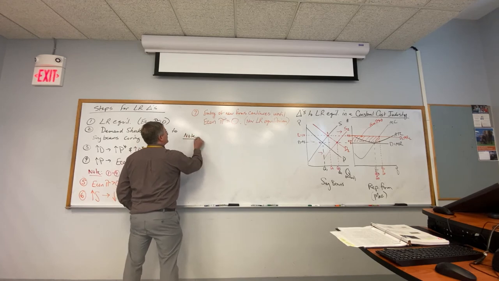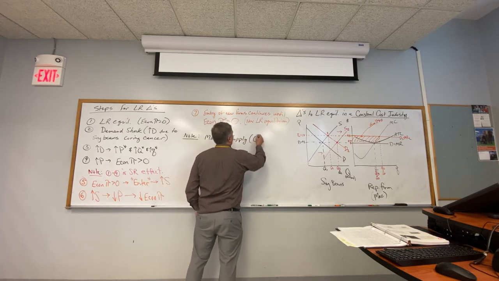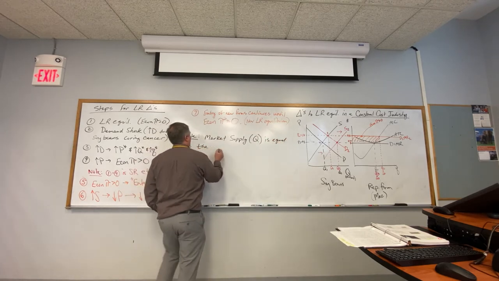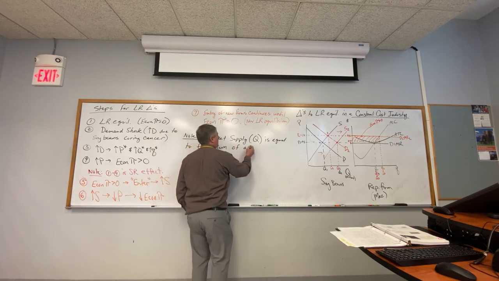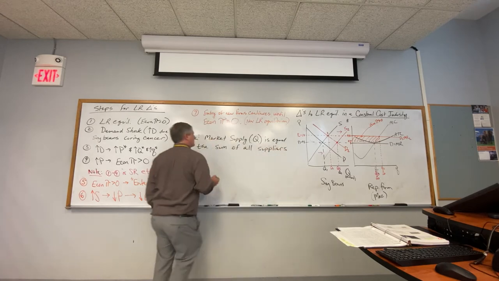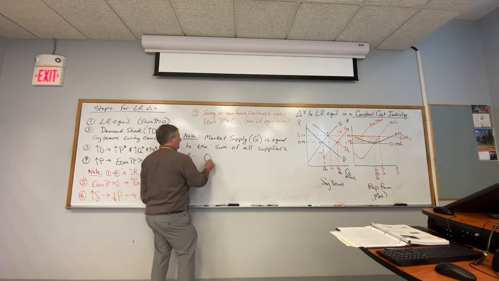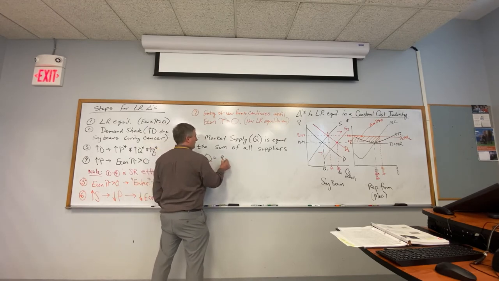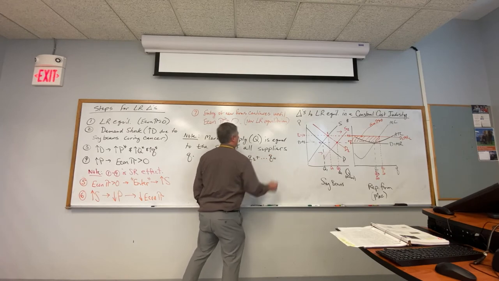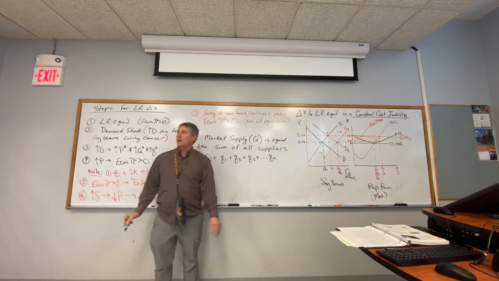All right, so that is a little extra note here to put on. So note. The market supply, big Q, is equal to the sum of all the suppliers, little q. So if we were to put a math to this, it would be the first company plus the second company plus the third company plus the nth company. We're just adding up the 100 million equals 100 plus 100 plus 100 plus 100 plus 100.